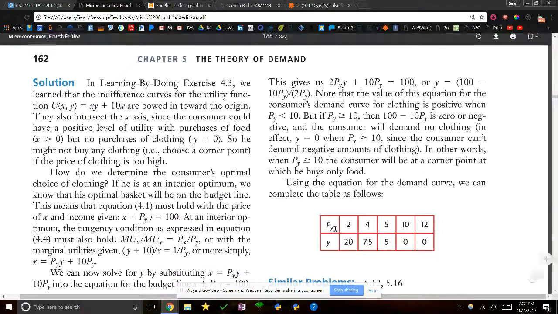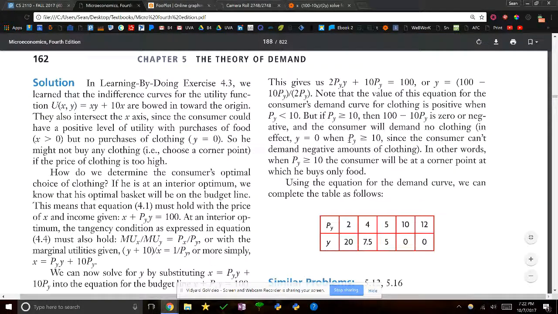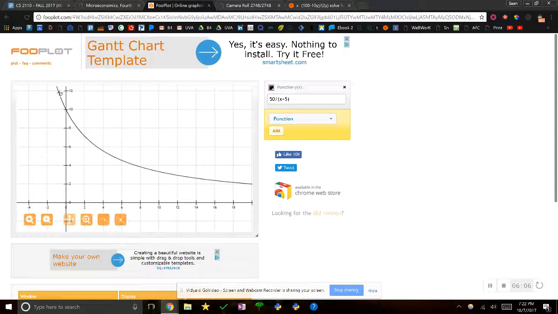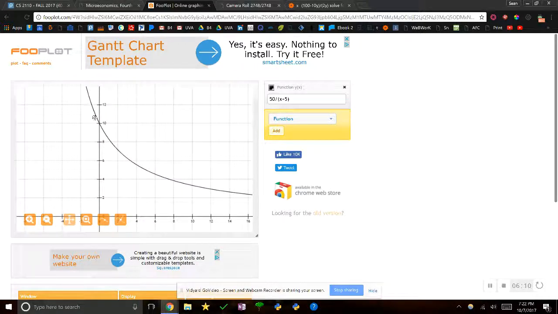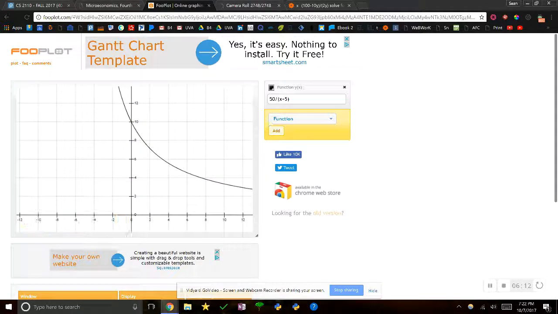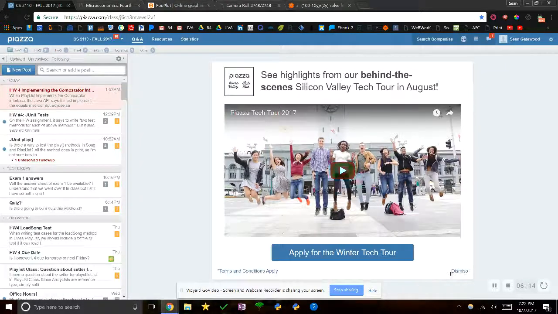And so if you look at the table, it's going to have a corner point solution, because if py is over 10, then they're going to buy only the other good. And you can see that on the demand curve here. As it gets to 10, they're going to buy negative amounts. So then it's actually just they're buying none of it, buying only the other good, which is food here.